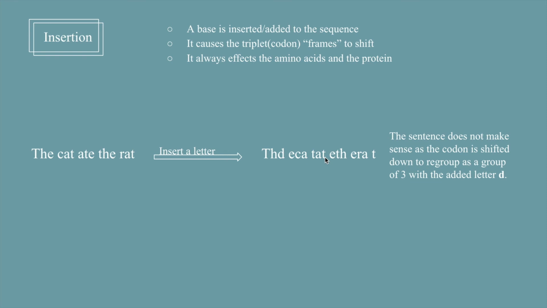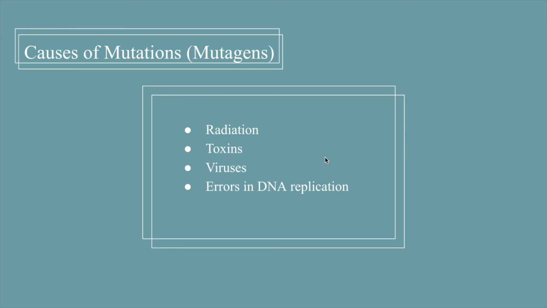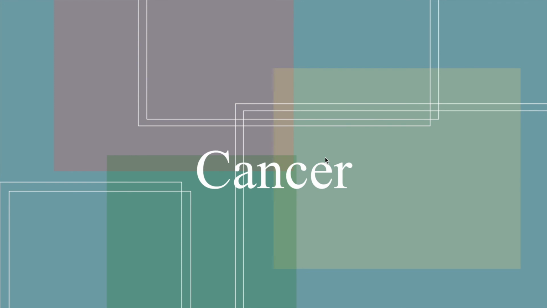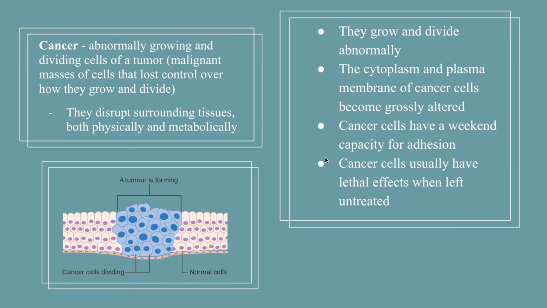Now, mutations aren't all 100% genetic, and there are many possible mutagens, such as radiation, toxins, viruses, and errors in DNA replication. A great example of mutations is cancer. There are many types of cancer, but it is an abnormally growing and dividing of cells of a tumor. Malignant masses of cells that lost control over how they grow and divide. It disrupts the surrounding tissues both physically and metabolically by hogging up the energy and nutrients that are given to the group of cells. The cytoplasm and plasma membrane of the cancer cells become grossly altered. Cancer cells have a weakened capacity for adhesion, and if left untreated, it usually has lethal effects.